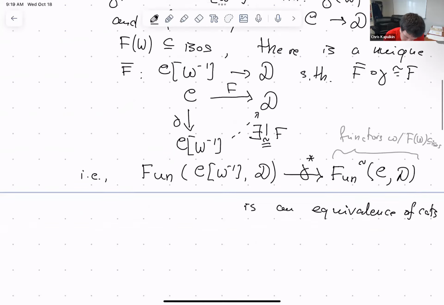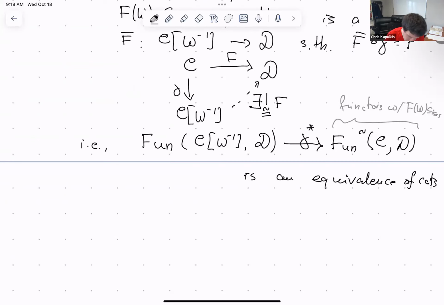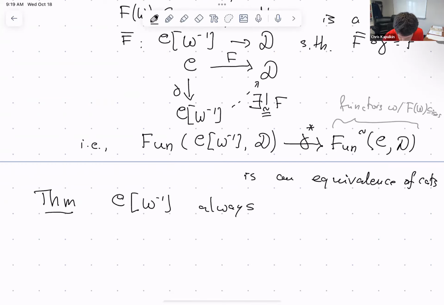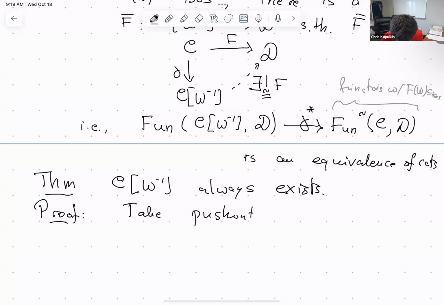Okay, and the first theorem that those guys prove, those guys are Gabriel and Zisman, is that this thing always exists. CW always exists. And the proof is very simple. We take a push out in the category of small categories. They push out in Cat.